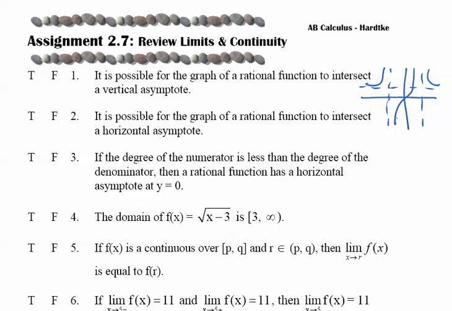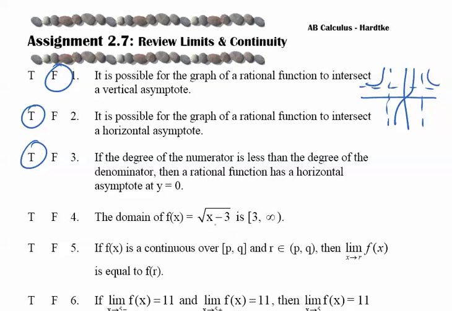So, for example, you've seen rational functions perhaps that look like this. So it cannot cross a vertical asymptote, but sometimes, not always, it crosses or intersects a horizontal asymptote. If the degree of the numerator is less than the degree of the denominator, then the horizontal asymptote is y equals 0. That would be true.